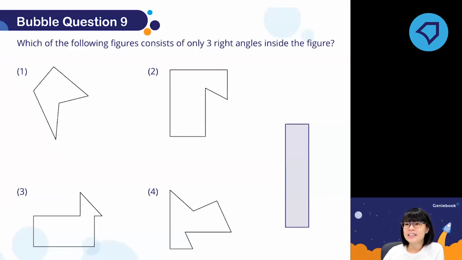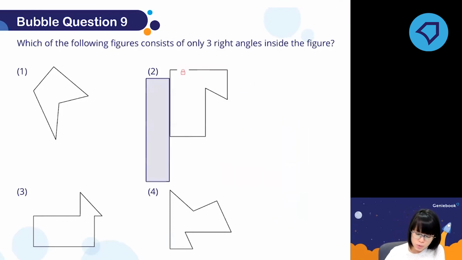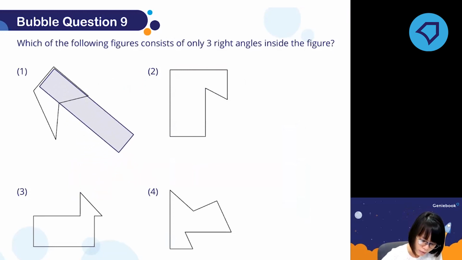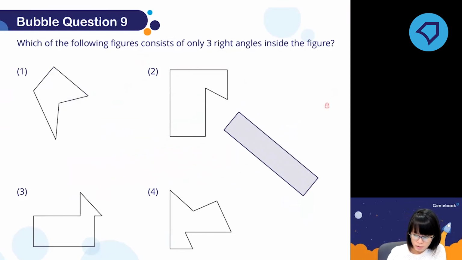Okay, let's take a look over here. Majority of you got the correct answer. A lot of you gave me option number 2. So let's take a look together. Option number 1. Is there any right angle? Yes or no? Some of you say yes, some of you say no. There's actually one right angle. If you were to use your ruler, this one is actually a right angle. Okay, perfect. So this one is actually a right angle over here.